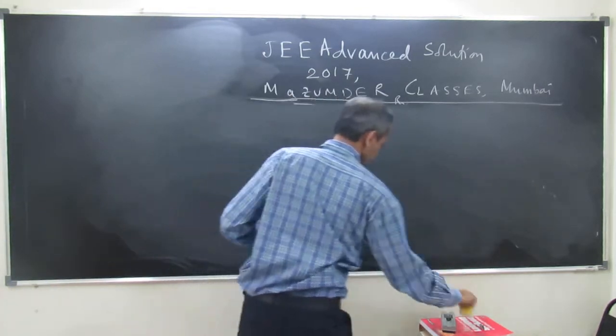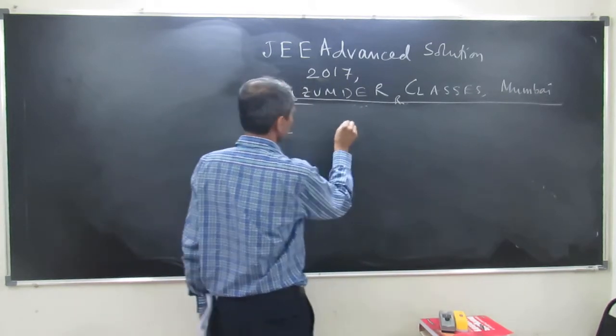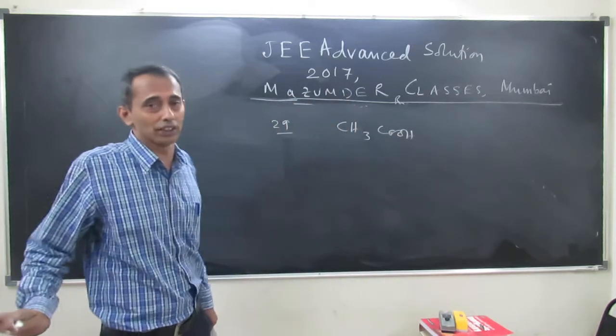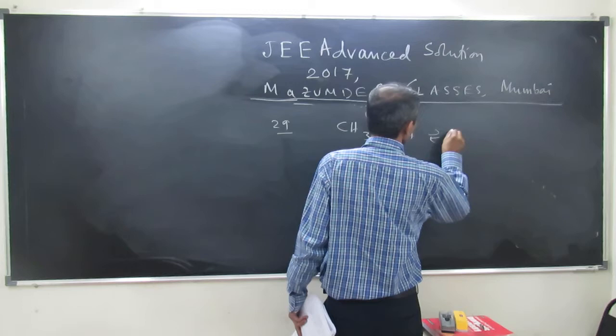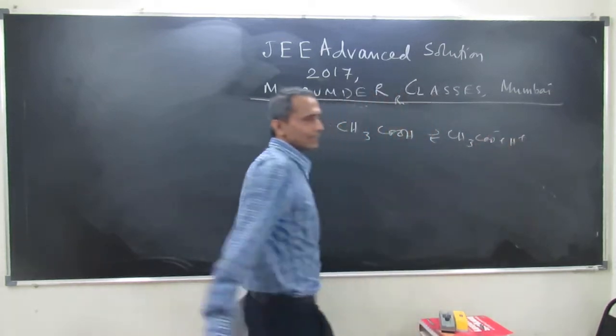Question number 29. It is given concentration. Let's say I am talking about a monobasic acid, so I can say CH2C. Let's say, for example, I am considering a very simple one. So obviously it will be giving you CH2C minus plus H plus. It's a very simple example we do many a time.